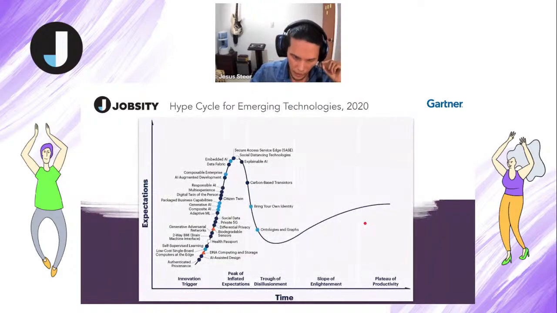And finally, I want to show this one is for 2020, and blockchain doesn't appear on this graphic anymore. What that means is that blockchain became a fully productive technology and started being used and slowly progressing in adoption.